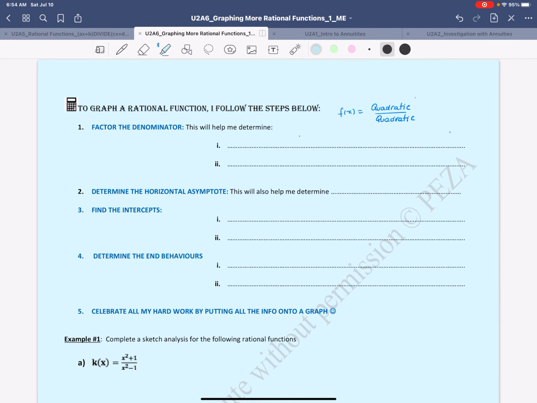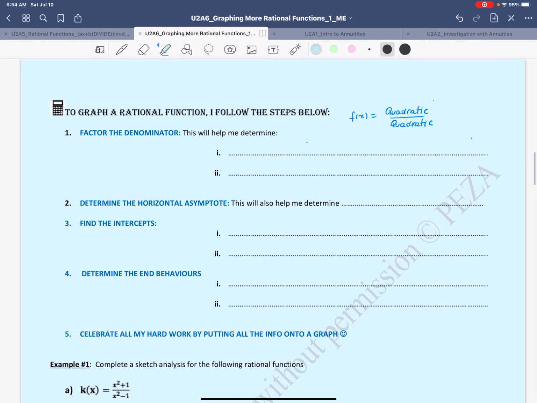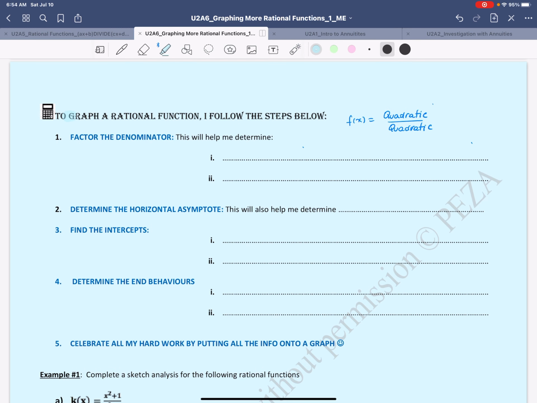Hello and welcome. In this lesson, we'll go over the process of graphing a rational function of the form f of x equals quadratic over quadratic. Step 1. Factor the denominator. This will help us find the zeros of the denominator, thus the domain of the function. The domain is any real number x such that x is different than the zeros of the denominator, or as we call them, the restrictions.